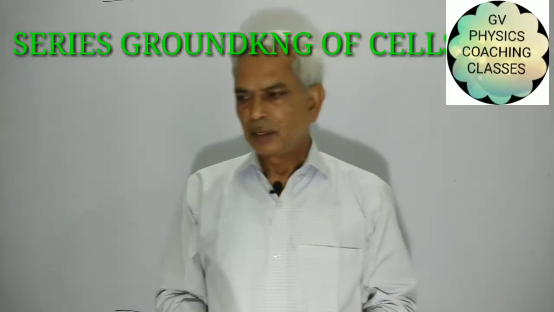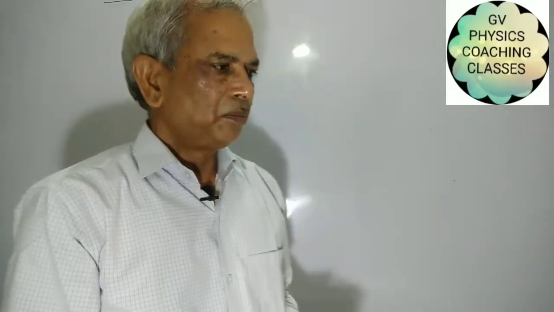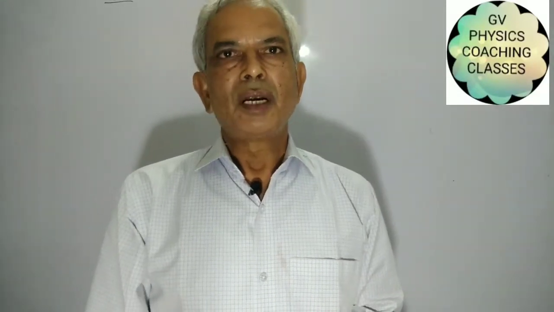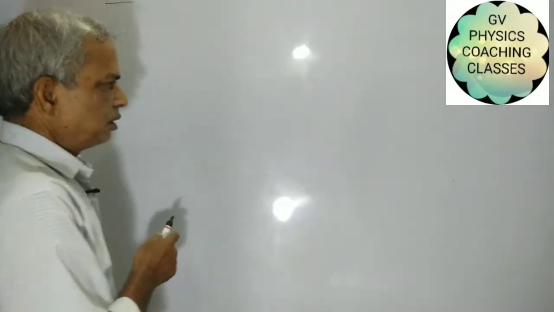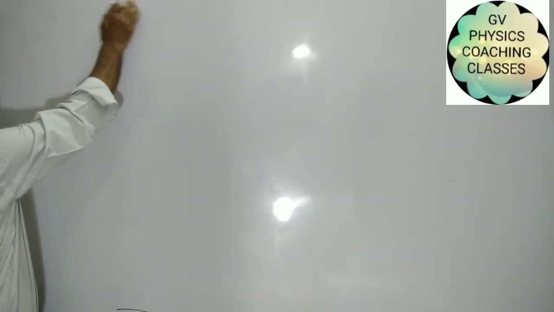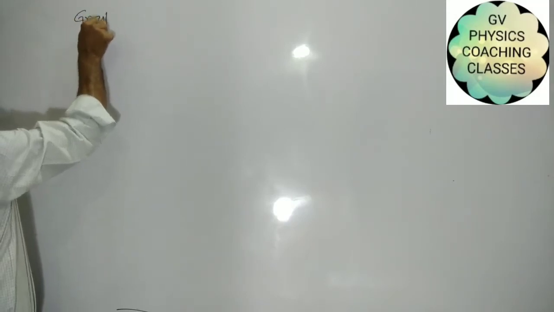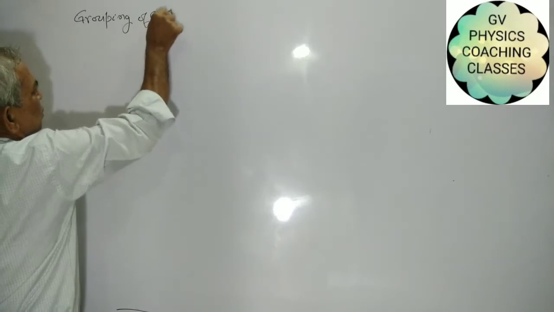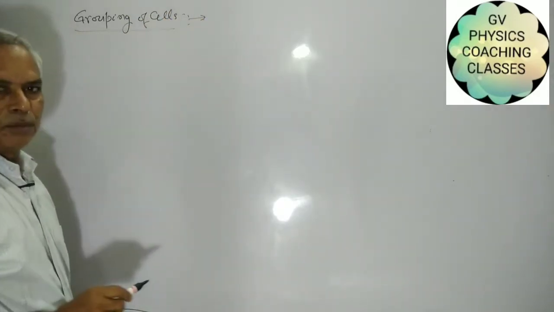Now we shall discuss today grouping of cells. There are three types of grouping: series grouping, parallel grouping and mixed grouping. First of all, we shall discuss the series grouping. Grouping of cells. There are three types of grouping.